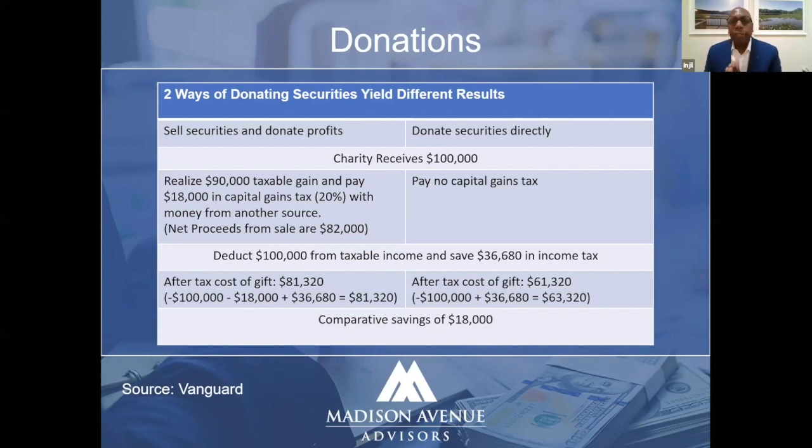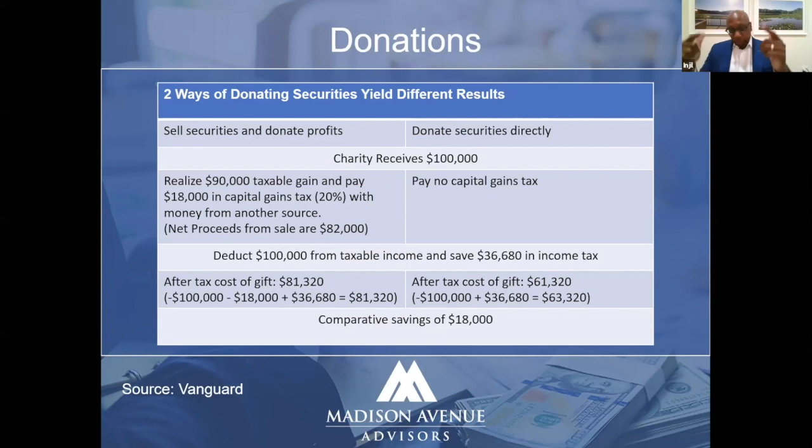Let's look at the other side. We donate the security directly. It's the tax smart way to do it. There's no capital gain. No capital gain. Why? Because you donate the security directly to the university. Okay? Now, remember we want to remove income from the tax return? Even though we're paying 20% is better than 37%, but 0 is better than 20. So we want to remove the capital gain from the tax return. The value of the stock is 100,000. So your deduction is 100,000 to the charity.